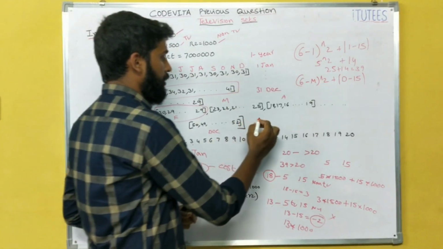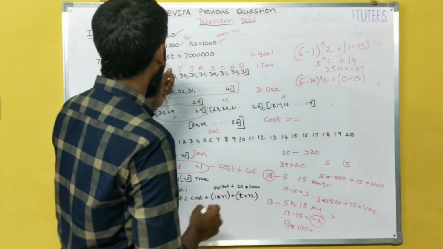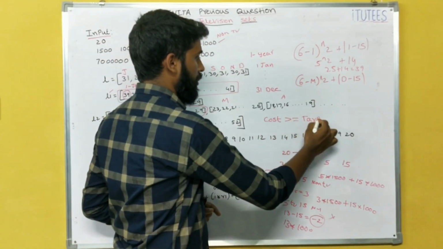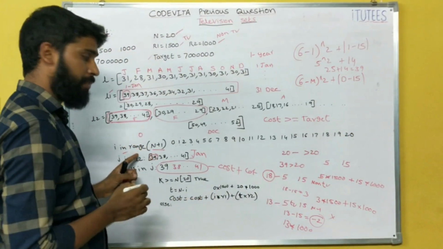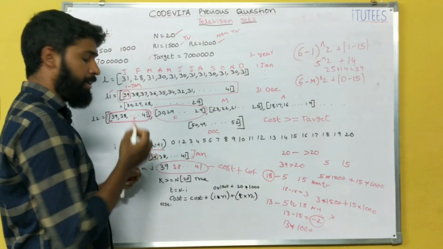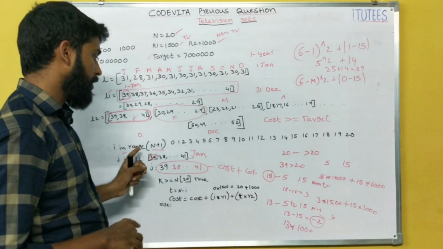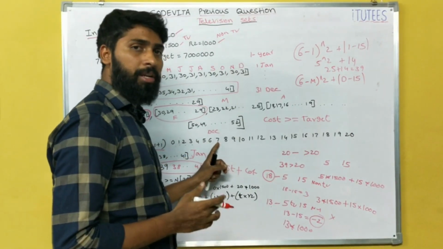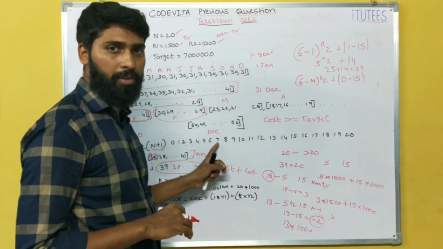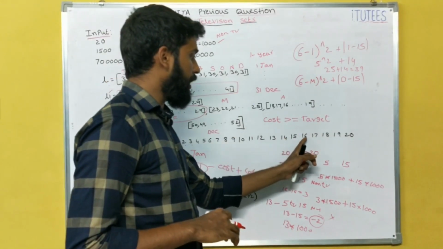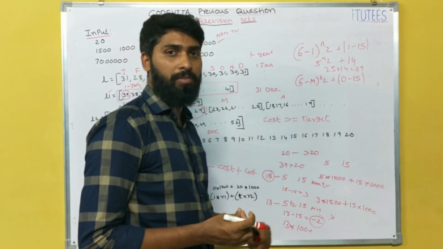If that cost is greater than or equals to target, then I can print the I value. Why? If the condition is satisfied when I equals to 0, there is no need of TV rooms. If the condition is satisfied at the time of I equals to 7, then we need 7 TV rooms. If the condition is satisfied at 16, at that time we need 16 TV rooms.